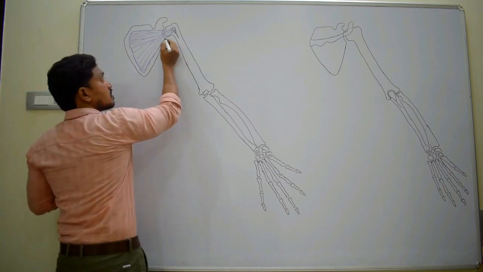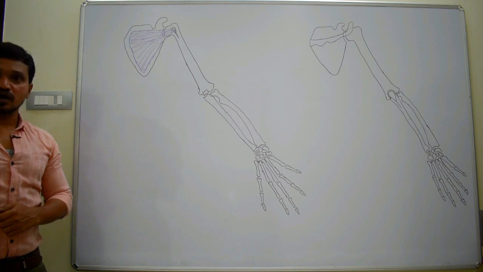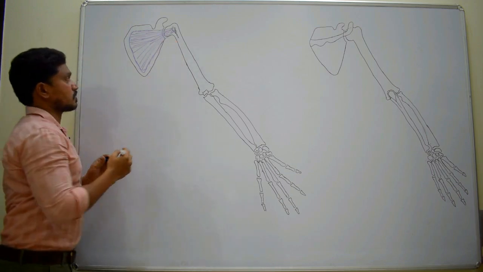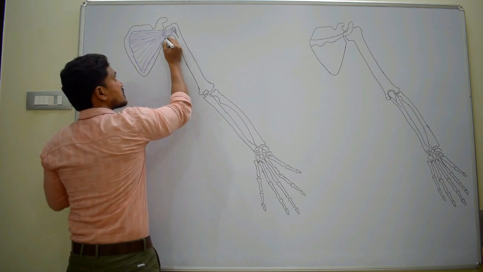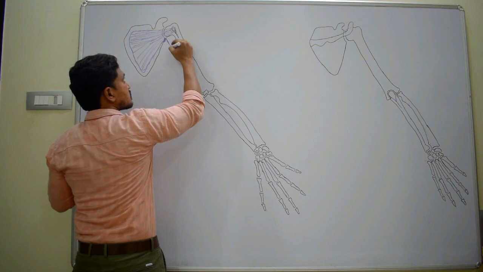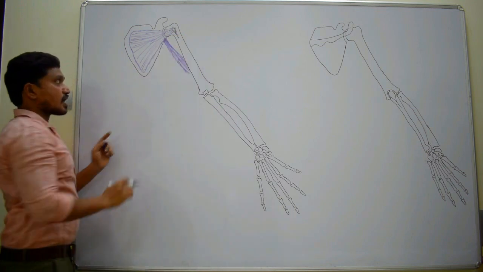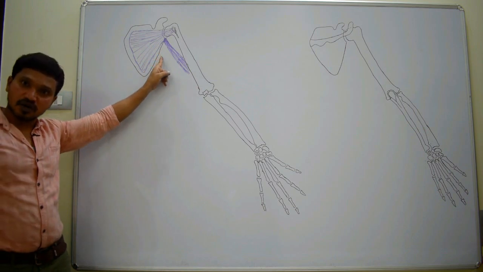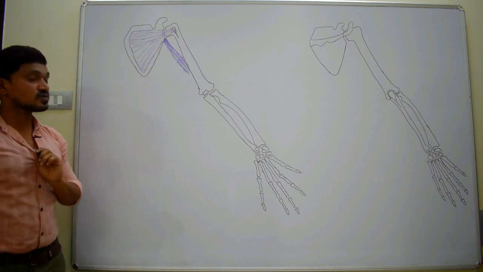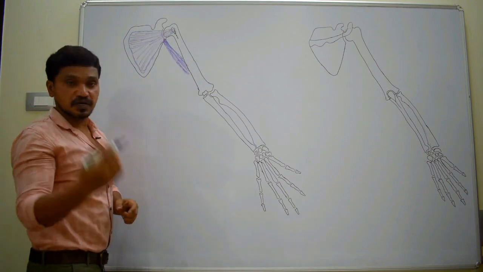Then here one tubercle will be there below the glenoid cavity. What is the tubercle called? The infraglenoid tubercle. So this is the infraglenoid tubercle. The infraglenoid tubercle is giving origin to the long head of the triceps. This is the long head of the triceps. Then this is the lateral border of the scapula. The lateral border of the scapula is giving origin to two muscles. What are those? The upper muscle is teres minor, the lower muscle is teres major.